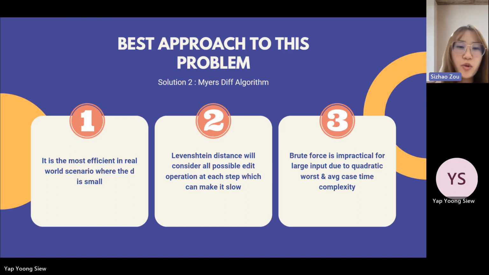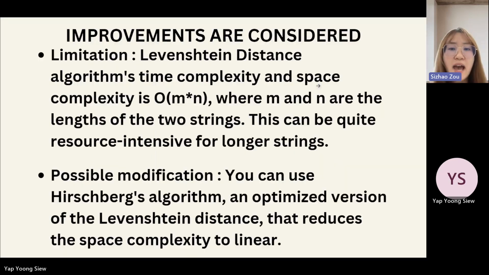After we compare the three algorithms, we decide Myers difference algorithm is the best solution because it is the most efficient in real-world scenarios where D is small. For the Levenshtein algorithm, the distance will consider all the possible edit operations at each step, which can make it very slow. And the brute force is slow in particular for large input due to its quadratic average case time complexity. Now we are going to move to the improvements that we considered.